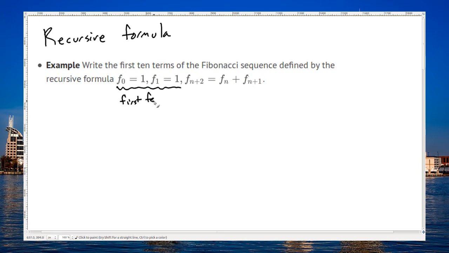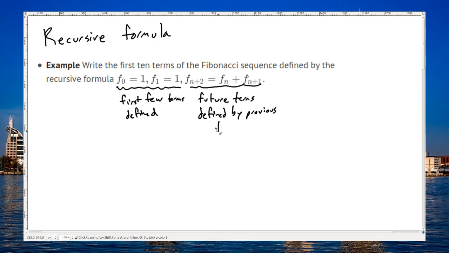So the first few terms are defined just straight out, give me the numbers. And then future terms, and it doesn't have to be 2 terms, it could be 3 terms, or it could just be 1 term. You have to have at least one though. And then once you have that, future terms are going to be defined by previous terms. And if you have this set up where you are told the first few terms, and then all the future terms are defined with a formula involving the previous terms, that's called a recursive formula.